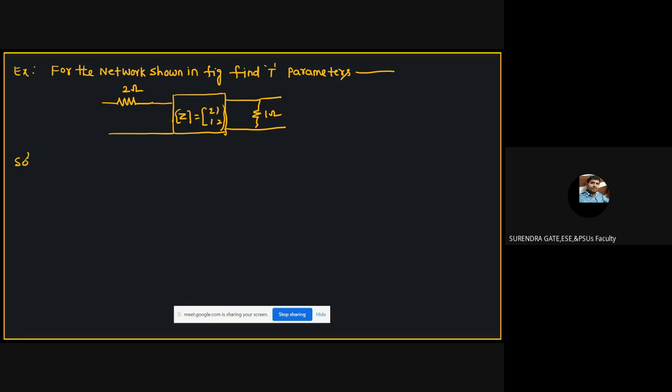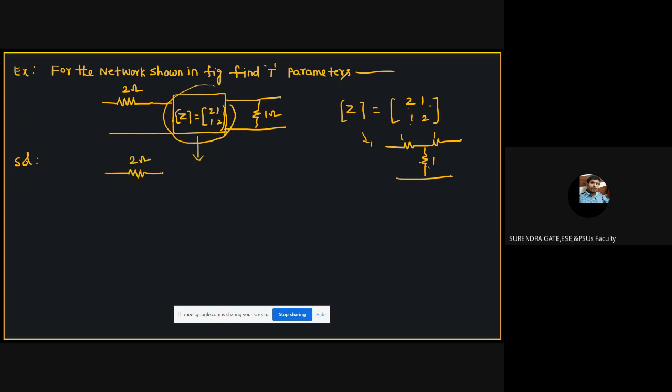See, the best method is cascading, but directly Z parameters are given. What Z is given? Z equal to 2, 1, 1, 2. Shall I write the equivalent of this Z? 2, 1, 1, 2: this is 1, this is 1, this is 1. 1 plus 1 is 2. That means I am replacing this network with a T equivalent. This is 2 ohms and this is 1 ohm. Again it is 1 ohm.